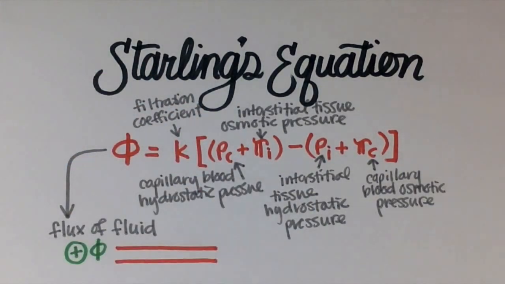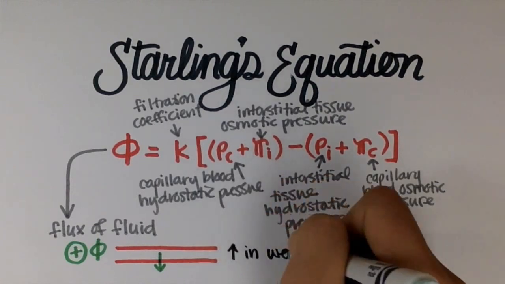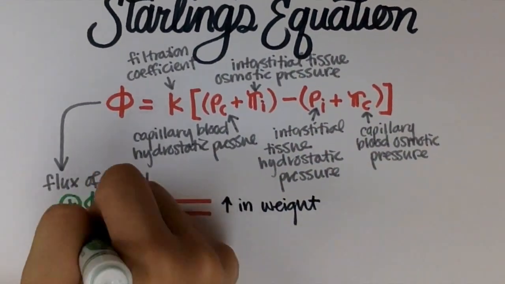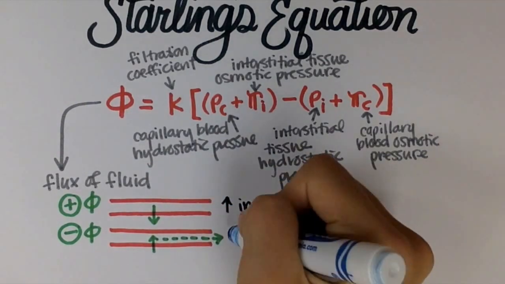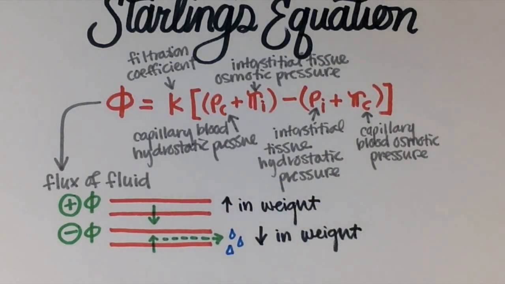When phi is positive, net flux across the capillary wall is directed into the interstitial tissue from the capillaries, reflected as an increase in weight. If phi is negative, the fluid flux is directed out of the interstitial tissue and into the capillary vessels, reflected as a decrease in weight because the fluid drips out of the system and off the frog's toes.